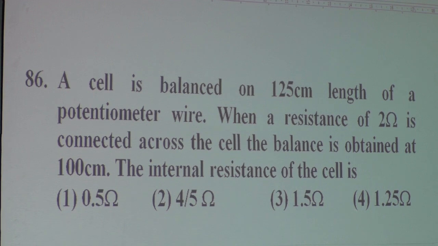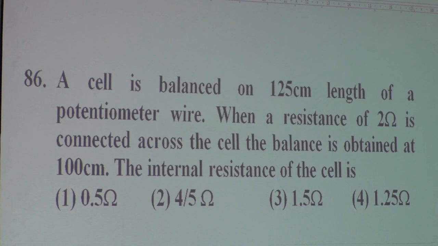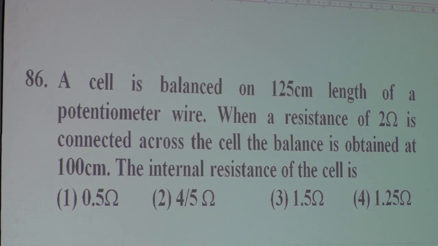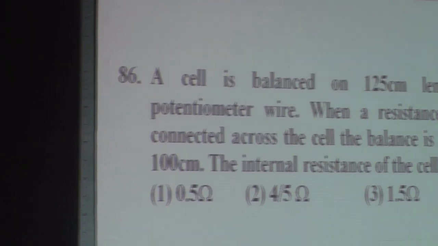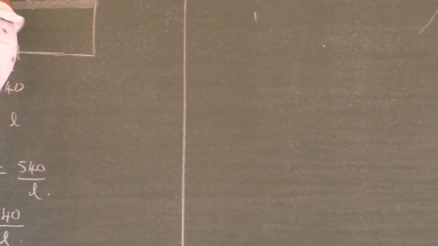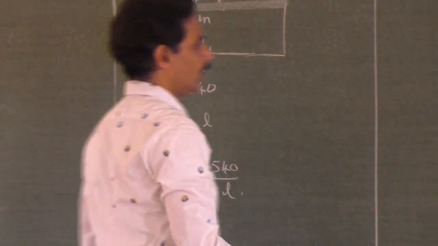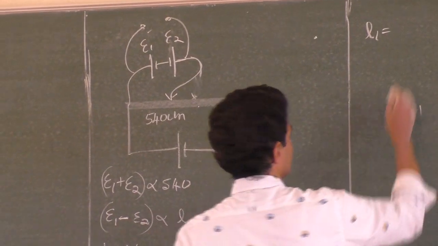So we will list the values. I have explained the theory behind it. When the cell is balanced on 125 centimeter length of a potentiometer wire, initially there was no parallel resistance, right? In the practical hours we say take infinity and find out the balance length. What do you mean by take infinity? Nothing is connected across the cell if you remove it, right? Now L1 is 125 centimeters.